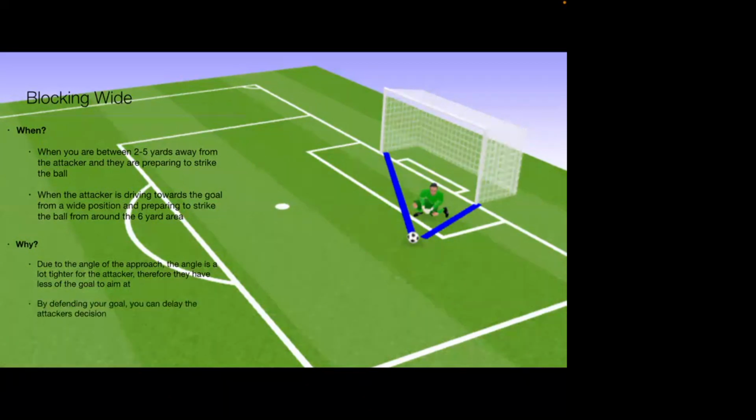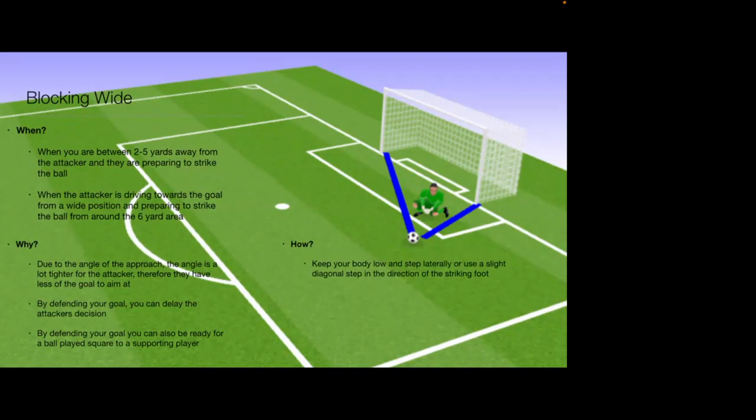By defending your goal, you can delay the attacker's decision. I've seen it a lot with professionals as well, coming out past the near post, kind of rushing towards attackers when they're in wide areas. I think actually, if anybody watched it, Newcastle, Man United, Caldolo done it for Dan James's goal. If he holds his position, I think he quite comfortably makes a save. And also by defending your goal in these wide areas, you can be prepared for a ball played square to a supporting player.